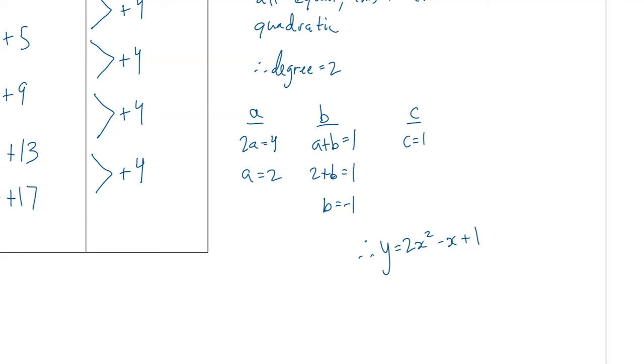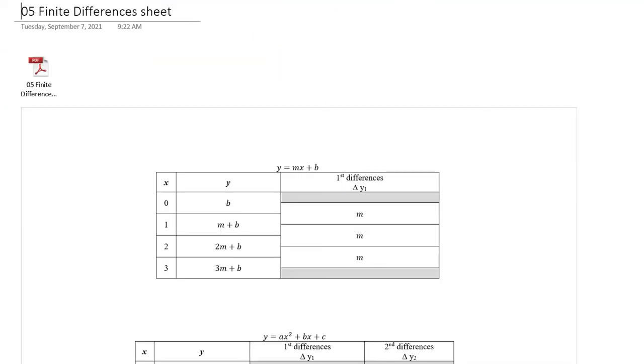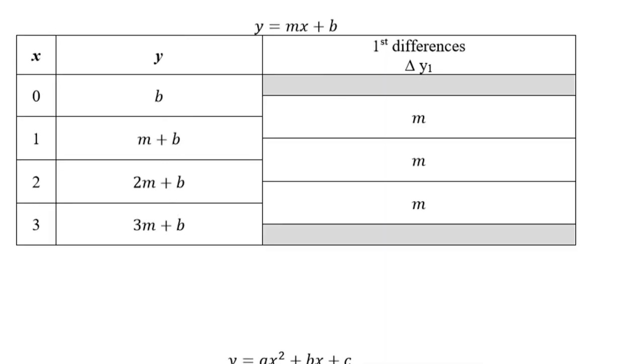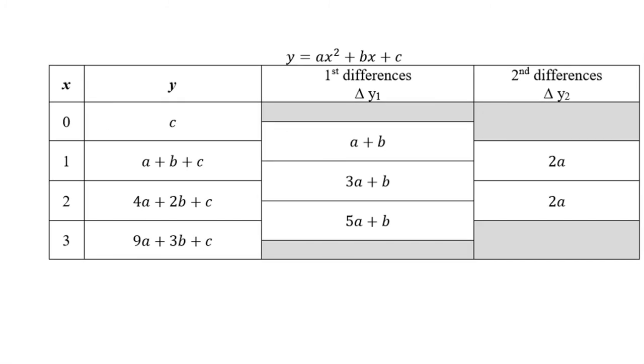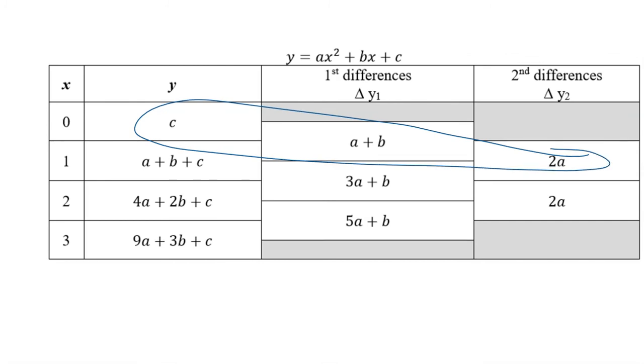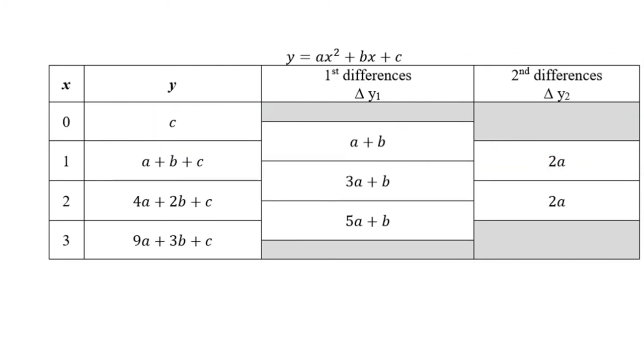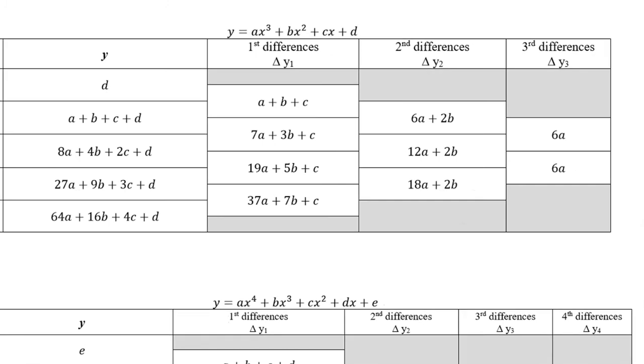Okay, I'm going to show you the sheet that's online. It's already filled out for you. There's one for linear, degree 1. There's one for quadratic, degree 2. Notice it's the same as the one we just did, right? So take a look at degree 3.